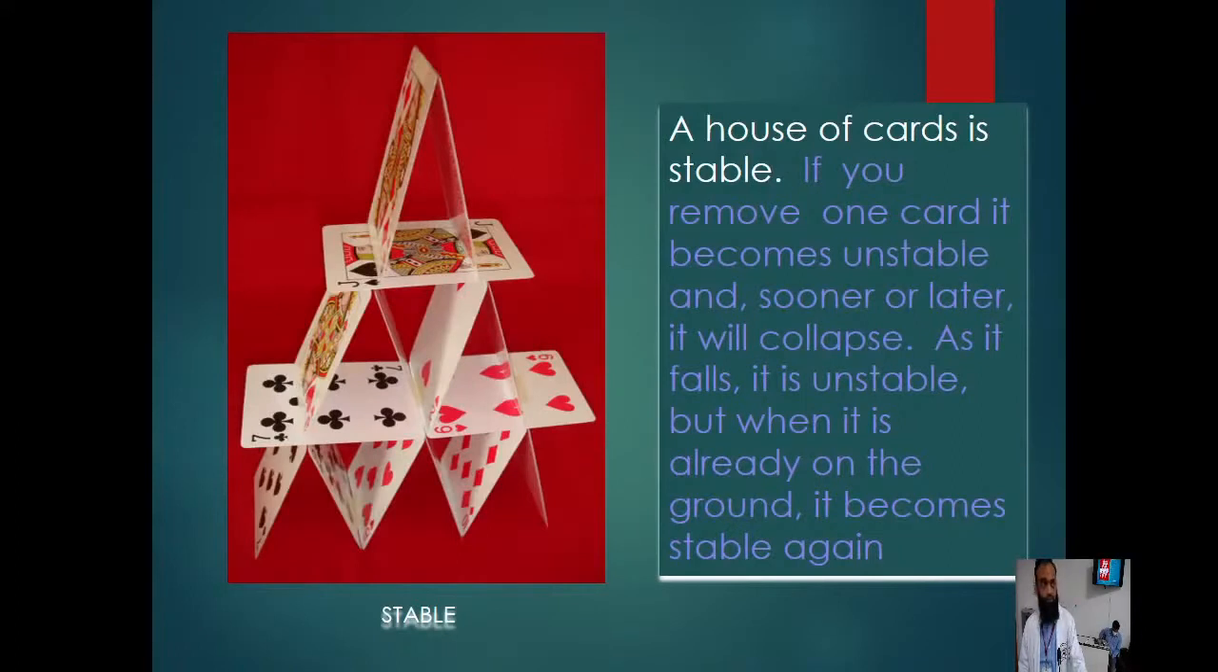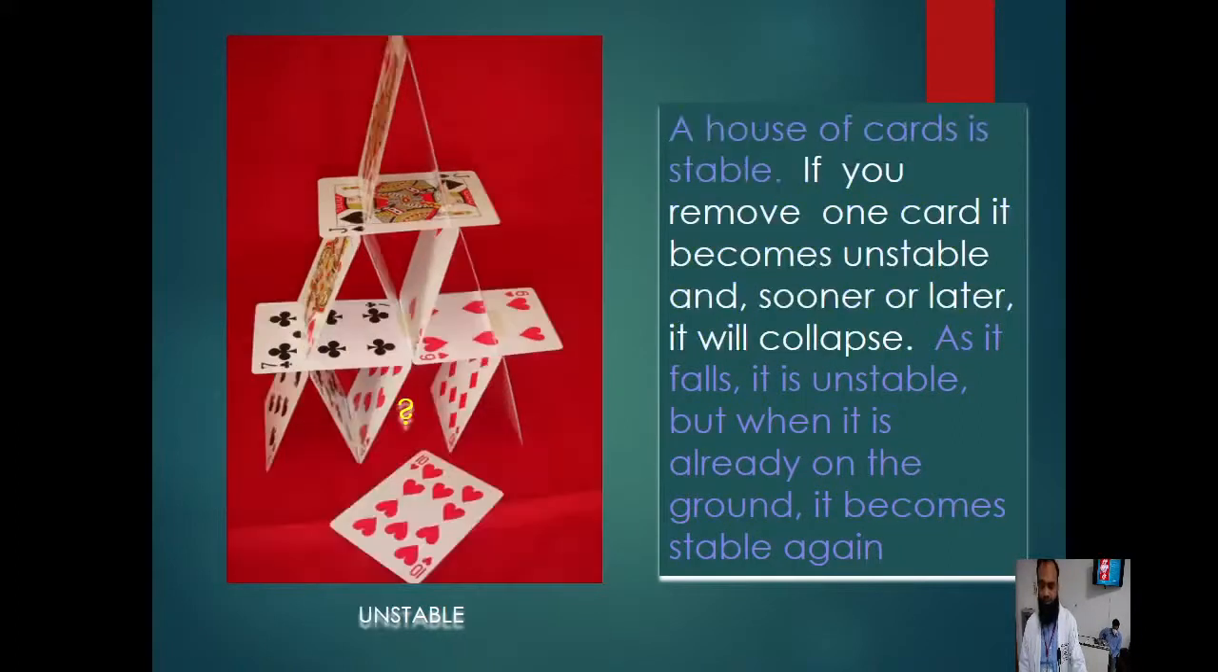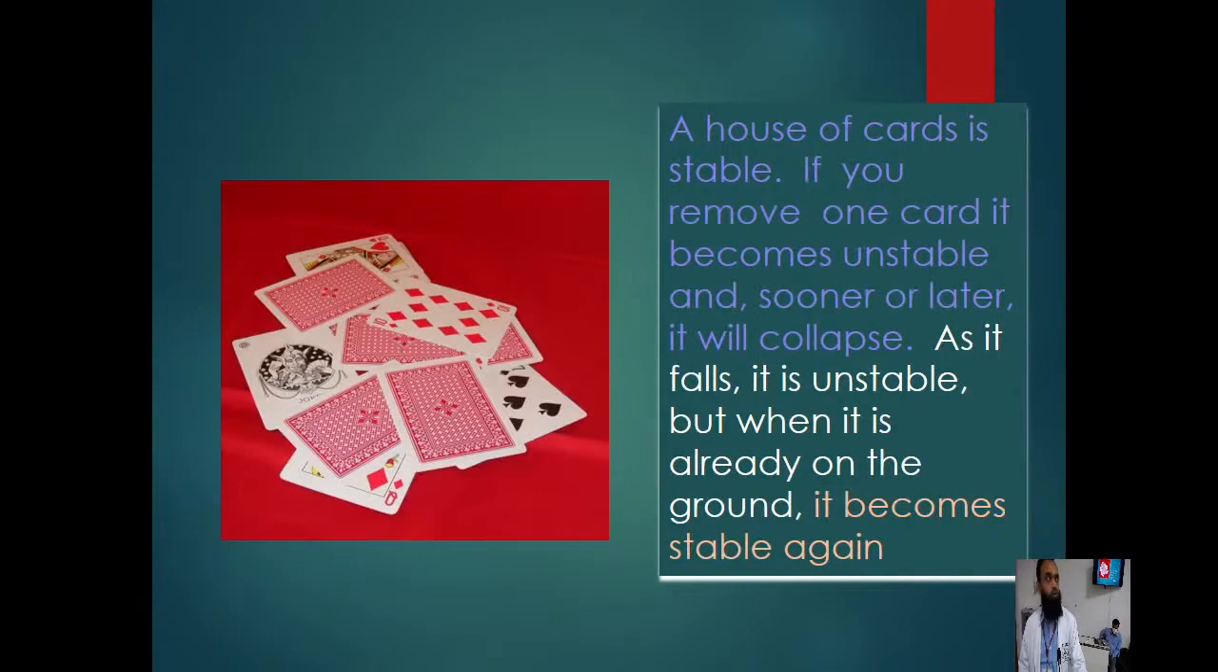We see how stability is maintained basically. It's a house of cards. If we just remove a small piece, it becomes unstable. And gradually, what happens? The whole house of cards collapses. The similar thing happens in the wrist.